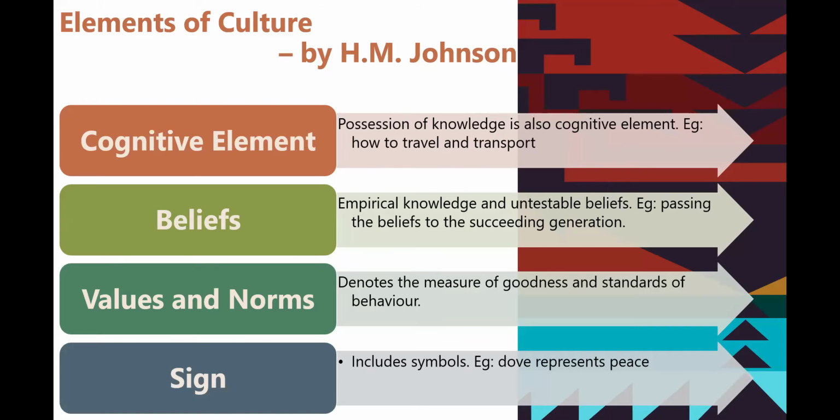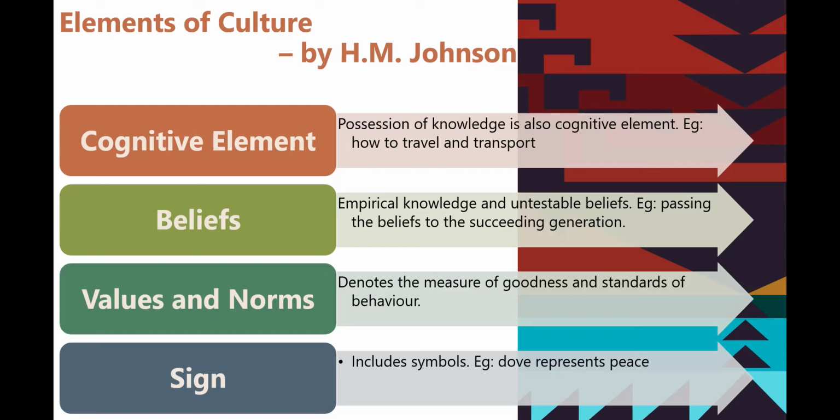Now there are certain elements of culture. It was given by Johnson. He said there are four elements. First is the cognitive element. The cognitive element includes the knowledge that you possess. For example, we have Brahmins, who are people having greater knowledge. They possess great information. That is the cognitive element they have. Similarly, in culture we find this existing, the possession of knowledge. That's why we give respect to doctors and we do not give respect to housekeepers, right? This is the culture that exists. This is one of the elements.